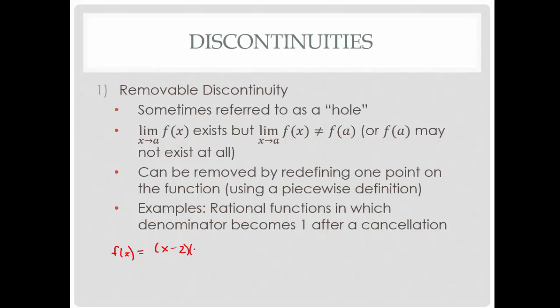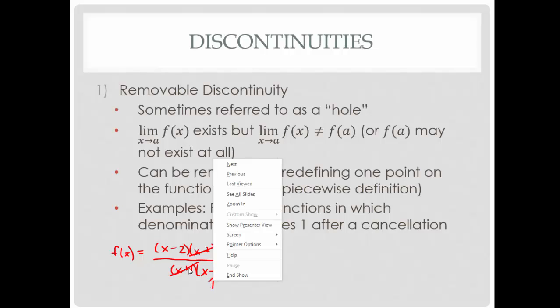If you have f of x equals (x minus 2)(x plus 1) over (x plus 1)(x minus 3), and you are asked where the vertical asymptotes of this function are if you were trying to graph it, well, if you remember, when you cross out the x plus 1s, you are in fact going to pick up a vertical asymptote at x equals 3.